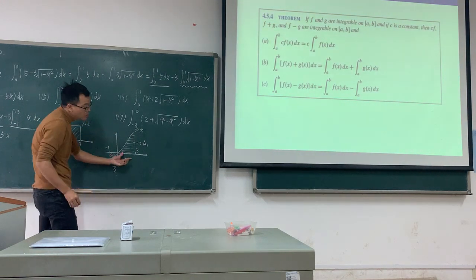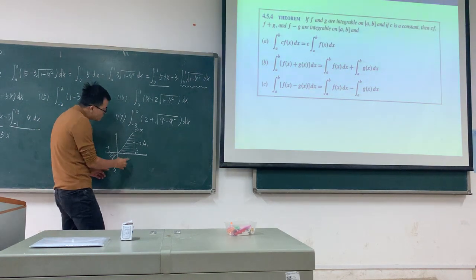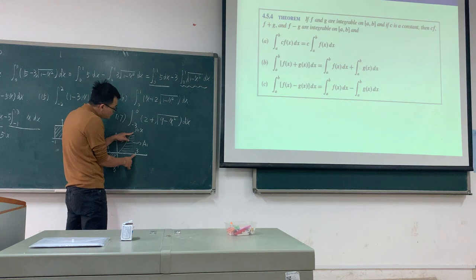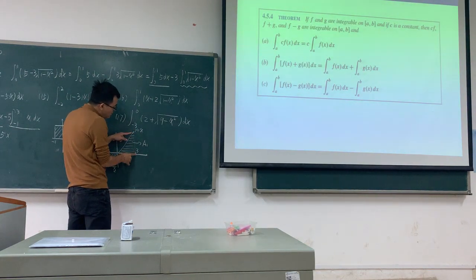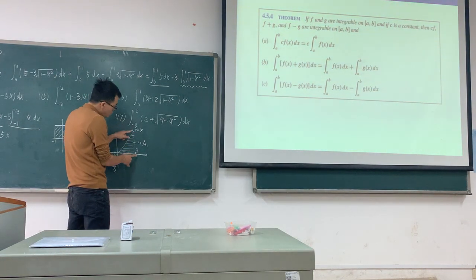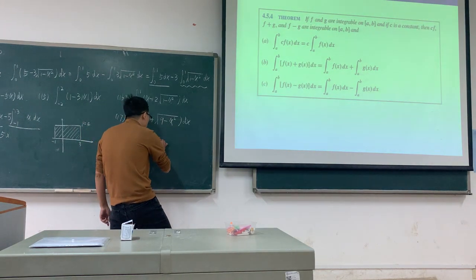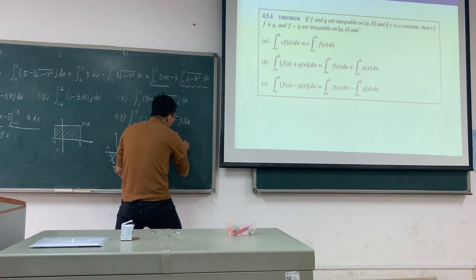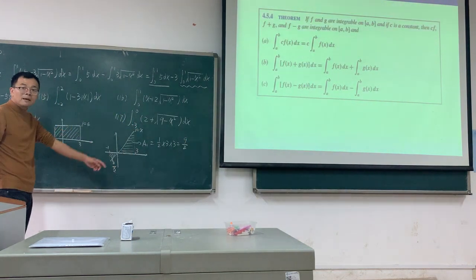So what is A1? It's a triangle. What's the base? The base is 3. And the height: where x equals 3, y equals 3. So A1 equals 1 half times 3 times 3, so it's 9 by 2.